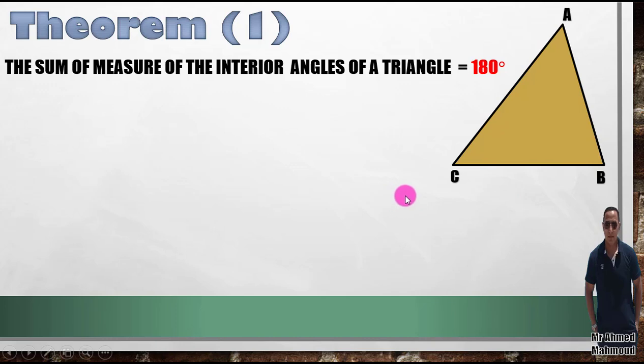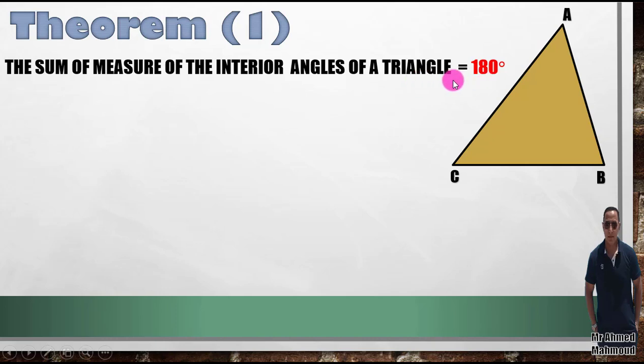But don't you ask yourself a question, why the sum of the interior angles equal 180? Now I'm going to prove to you why the sum of the interior angles equal 180, by using the next proof. Actually, you don't need to memorize this proof, you need only to memorize the rule.